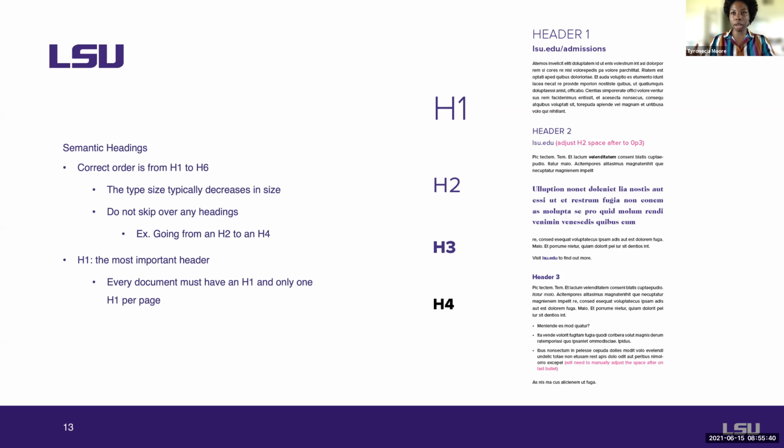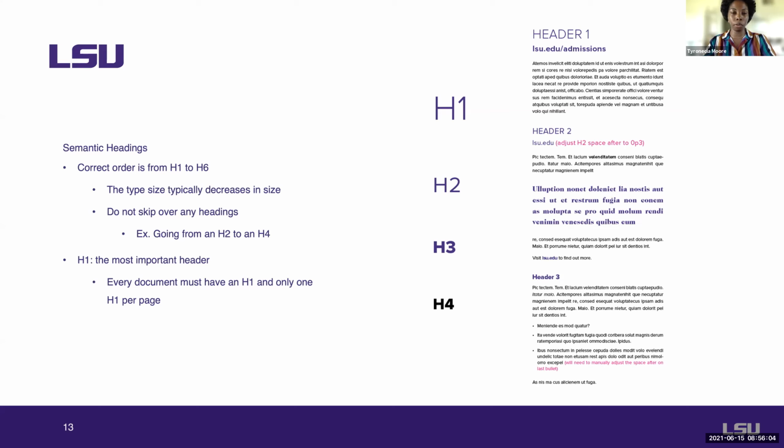H1 is typically the most important. You have to make sure that you have at least 1 per page, and you cannot start a document without 1. Yeah, so those are the 4 that we use. You can use all 6. Typically, H1 is the largest and H6 is the smallest.